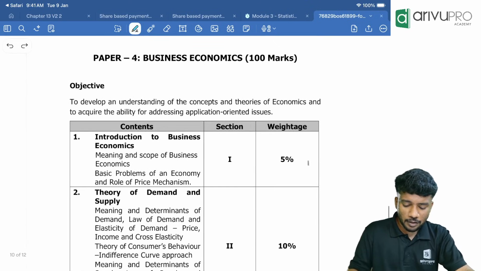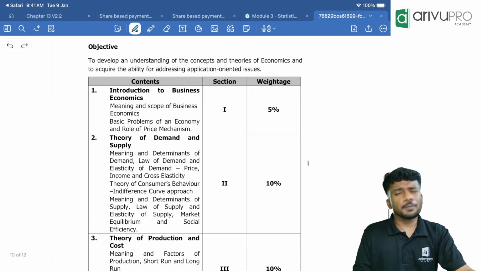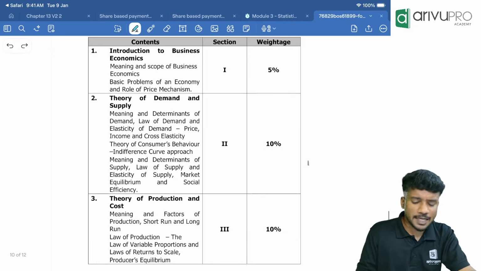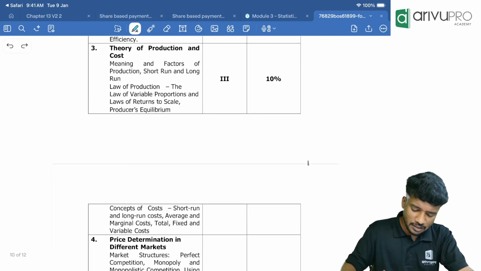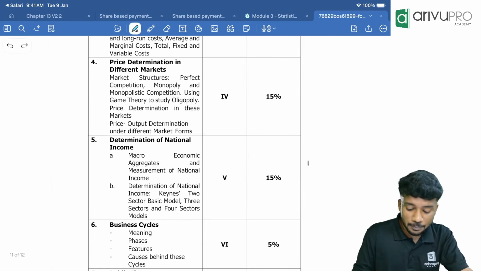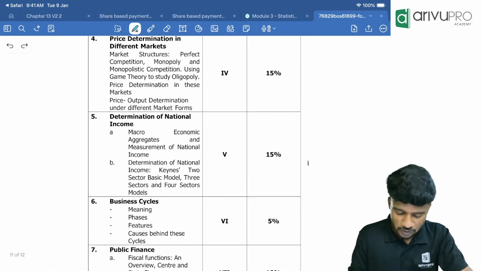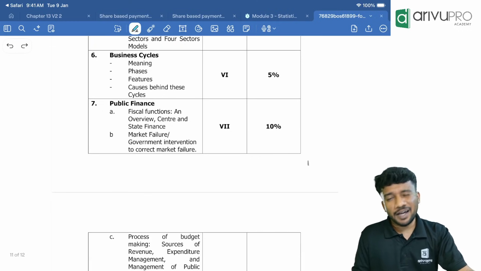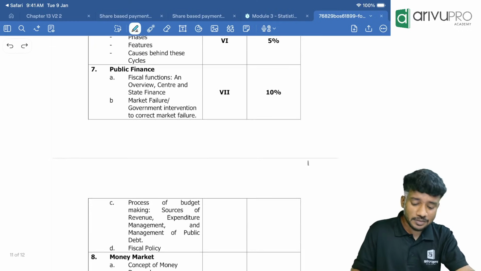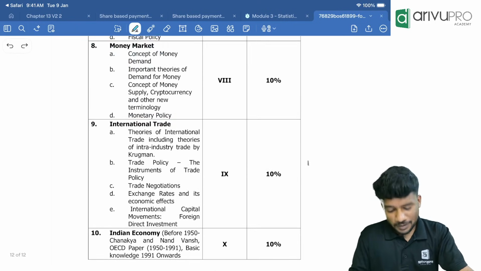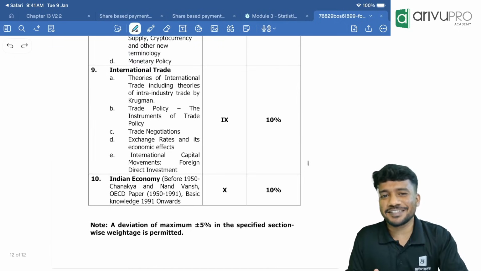Now coming to economics. In macroeconomics, the first chapter will give you up to 5 marks. Then chapter 2 can give you 10, chapter 3, 10, chapter 4, 15, chapter 5, 15. So chapters 4 and 5 are high weightage topics. Then chapter 6, another 5%, that is business cycles. Then chapters 7, 8, 9, 10, all these can give you 10 each.